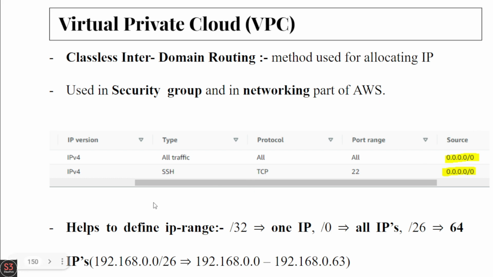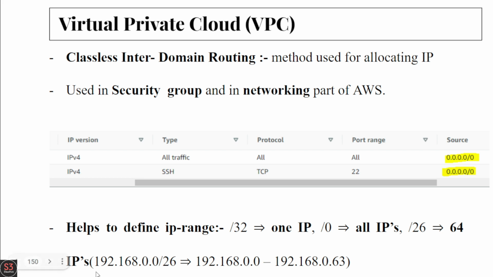So CIDR actually defines a particular IP range. If we have /32 here, then we can only allow one IP. If there is /0 here, then all IPs are allowed. If we have /26 in the source part here, then we can have 64 IPs.